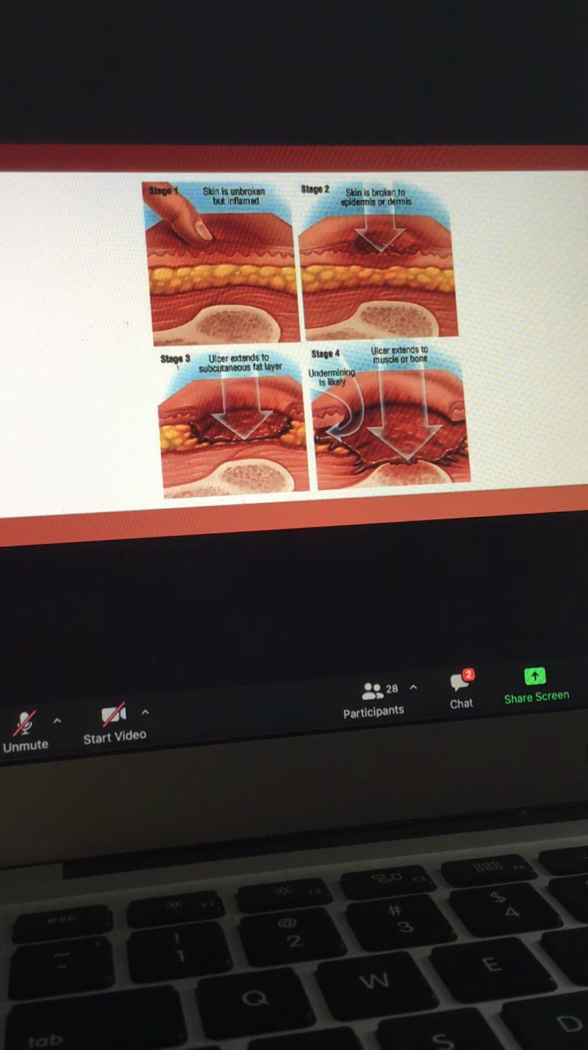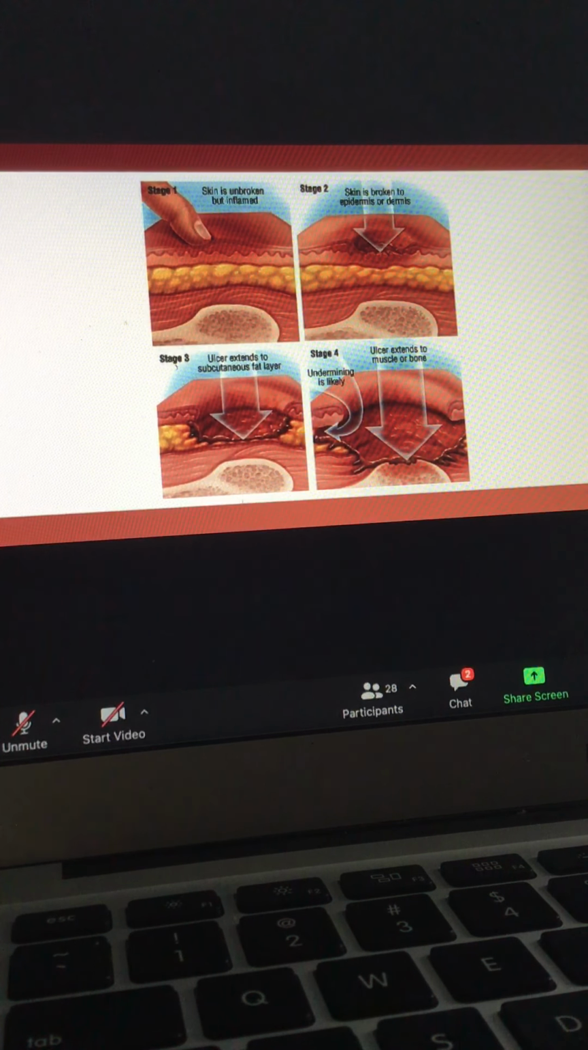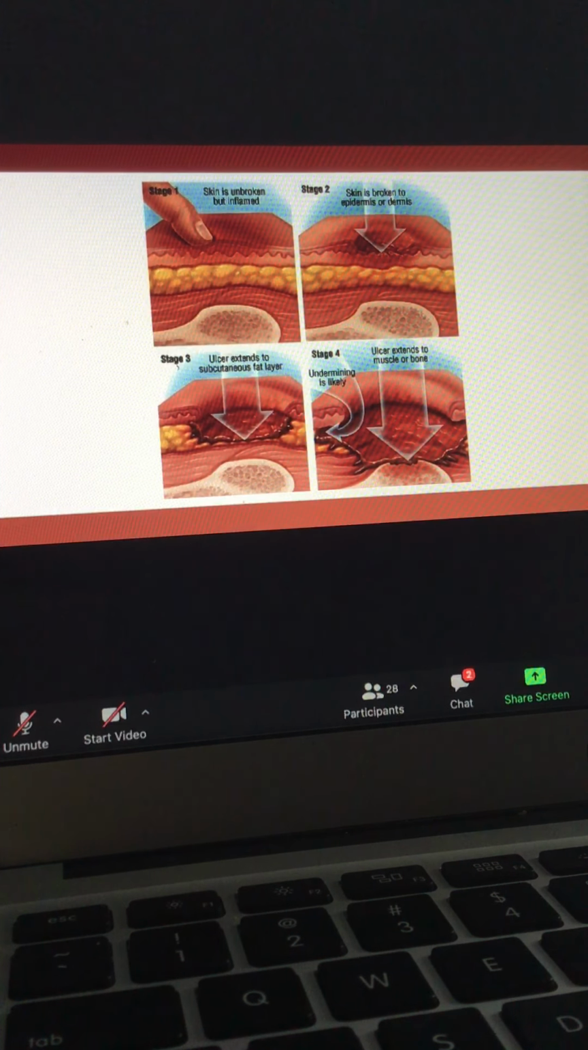Okay, so now we go deeper. Then the injury goes towards the fatty layer of your skin, the subcutaneous or the adipose tissue. Okay, well, now we call that stage 3 pressure-related injury.